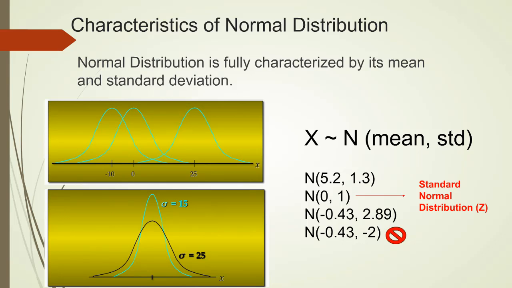Because there are infinitely many normal distributions with different means and standard deviations, a normal distribution with mean 0 and a standard deviation of 1 is usually used as a reference distribution to compare different normal distributions. It is known as the standard normal distribution and is usually called the Z distribution.